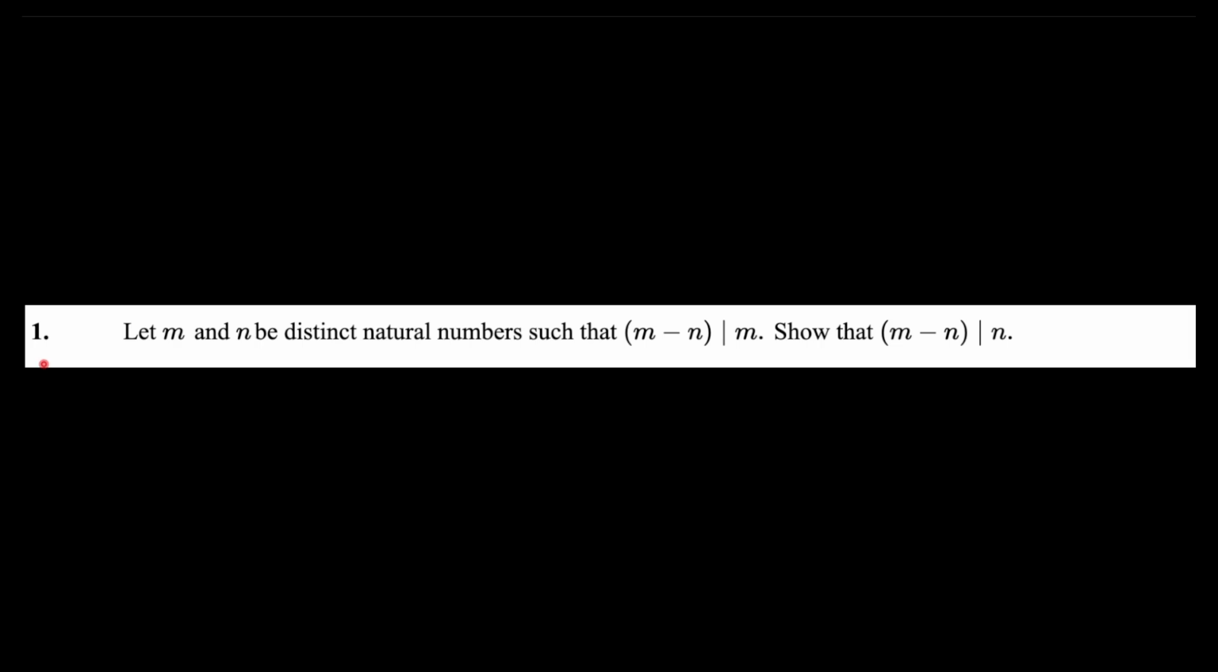The problem is: let m and n be distinct natural numbers such that m minus n divides m. Show that m minus n divides n. So it means that if m is divisible by m minus n, then n is also divisible by m minus n. That is what we want to show. Okay?